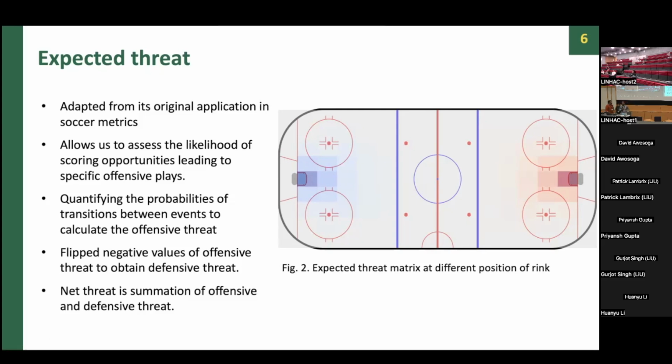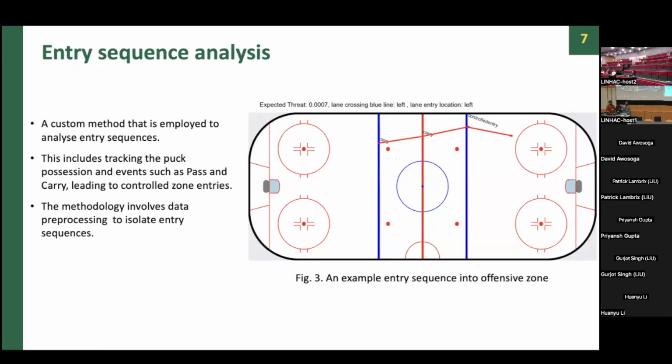The next methodology is the entry sequence analysis. This is a custom method we developed to analyze entry sequences. It includes processing the data so that we have the entry sequences for each and every event. The events we considered mainly are passes and carries, and also puck possession.